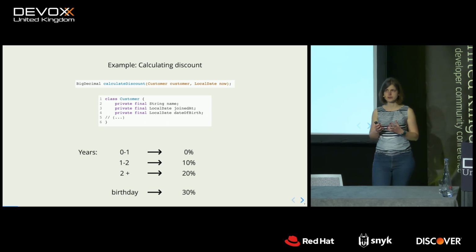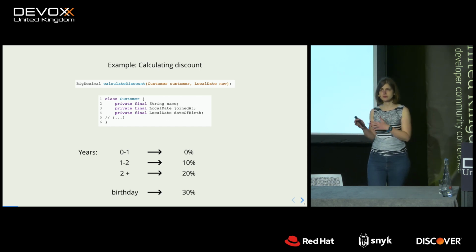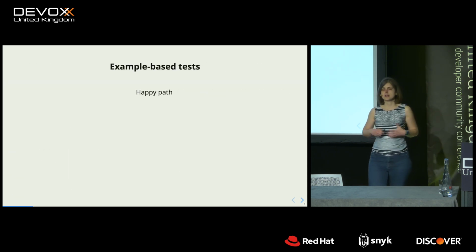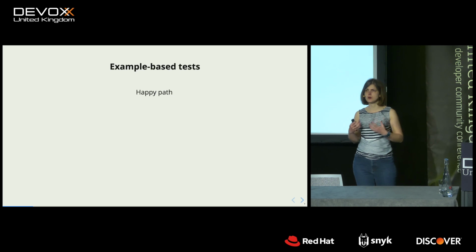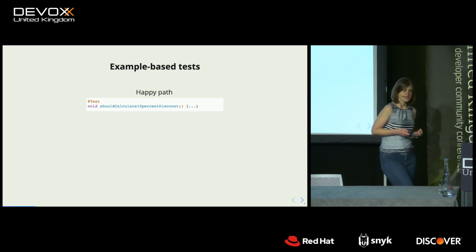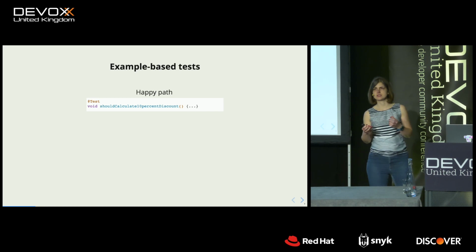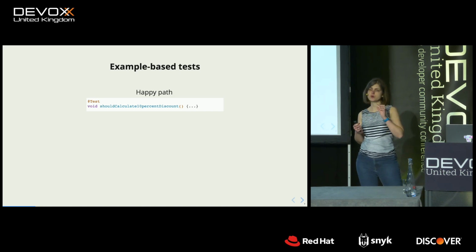So to begin with, let's start defining how we would test such a method in traditional tests. As opposed to property-based tests, we can call traditional tests example-based tests. So what I would start with would be the happy path. So what the code actually does. It calculates discounts. So let's start, for example, with the 10% discount. So I would probably prepare the test where I would have an instance of customer who has joined 1 year ago and invoke our method and verify with an assertion that the discount for them is 0.1.